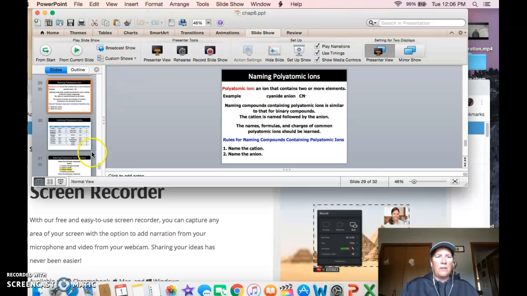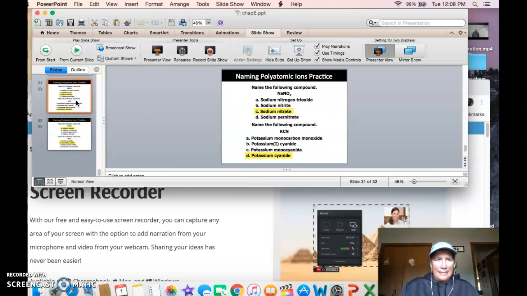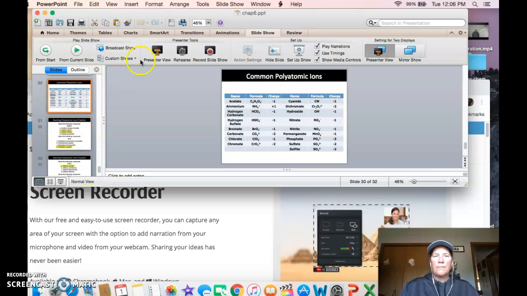I should have had some examples with the charges, but I didn't. One thing that I didn't have listed on here, and I should, is if you have a polyatomic ion and you need more than one.